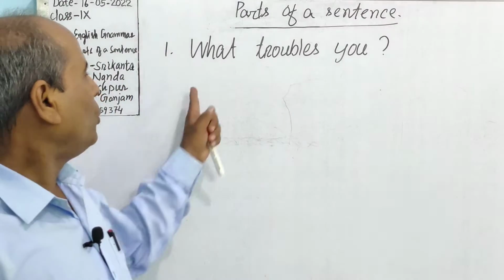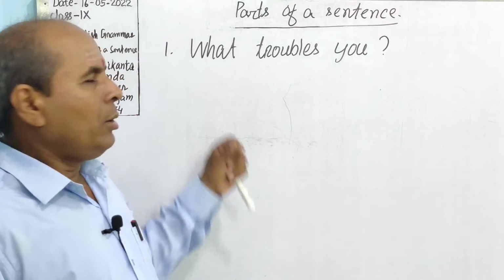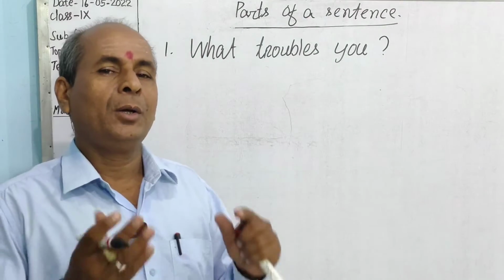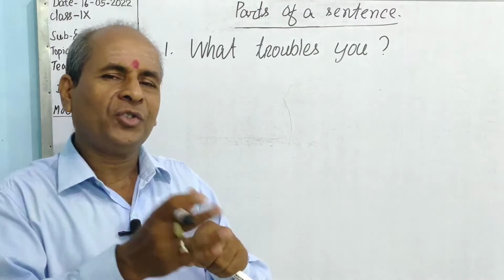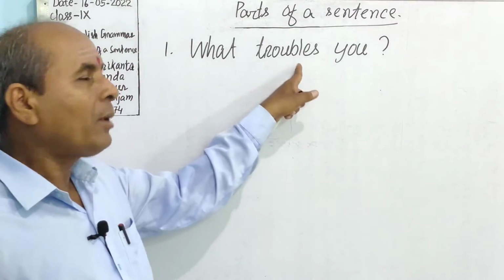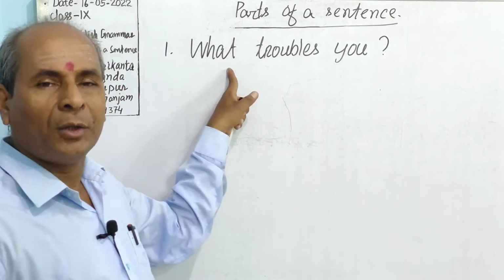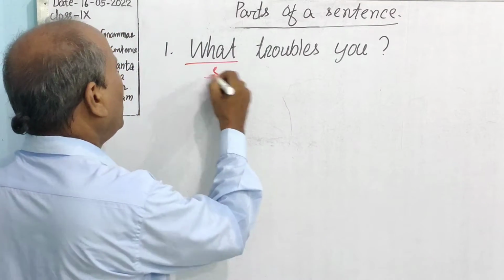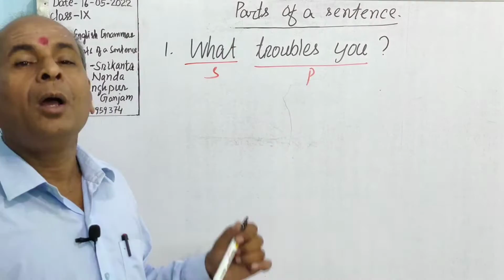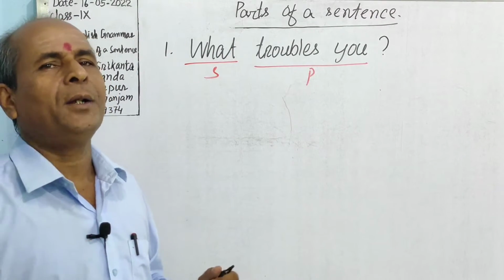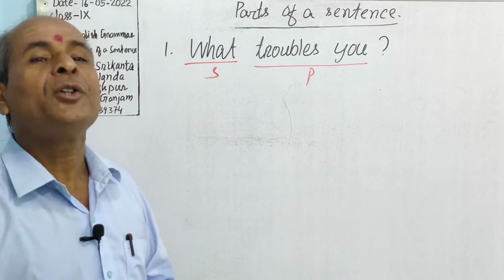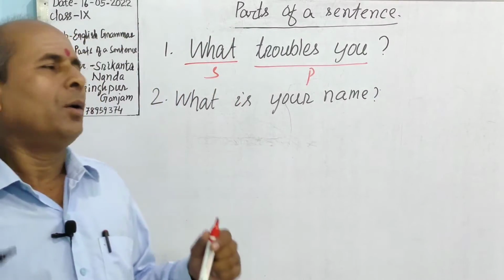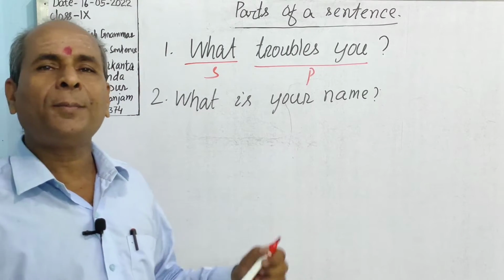In this sentence, what troubles you? One thing you keep in your mind, you always remember: the word to which the verb follows, that is the subject. So what troubles you? Troubles is for what? So what is the head word? It is the subject. Troubles you is the predicate. We can take another example. What is your name? Can you tell me what is the subject and what is the predicate?